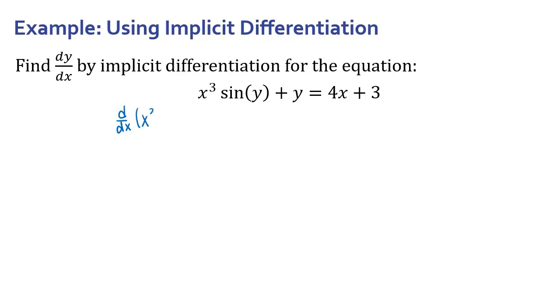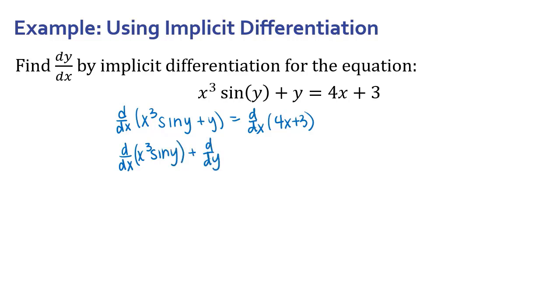So I always write this out. So it's the derivative with respect to x of x cubed sine of y plus y equals the derivative with respect to x of 4x plus 3. Okay, so since I'm adding two functions on the left-hand side, I can just apply that derivative to each piece. So, derivative with respect to x of y. Okay. All right, so now I can take the derivative of each of these pieces.